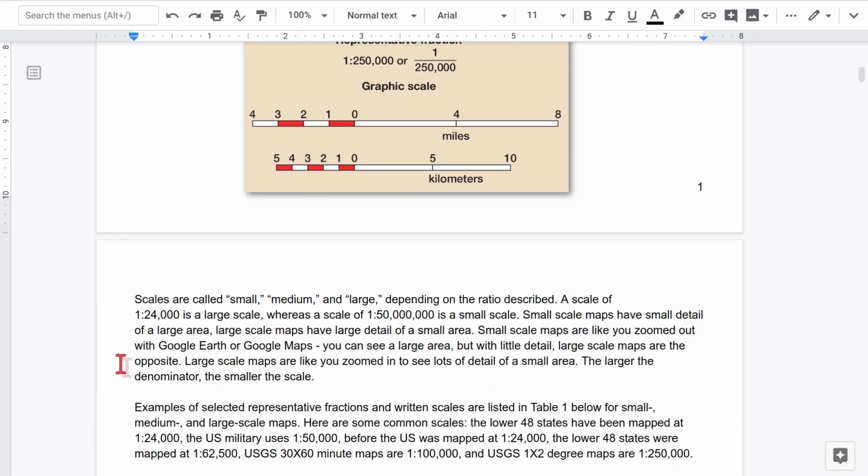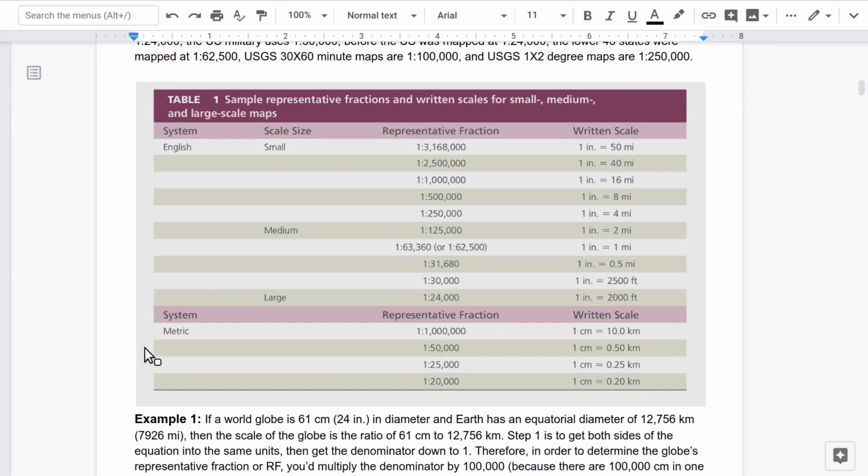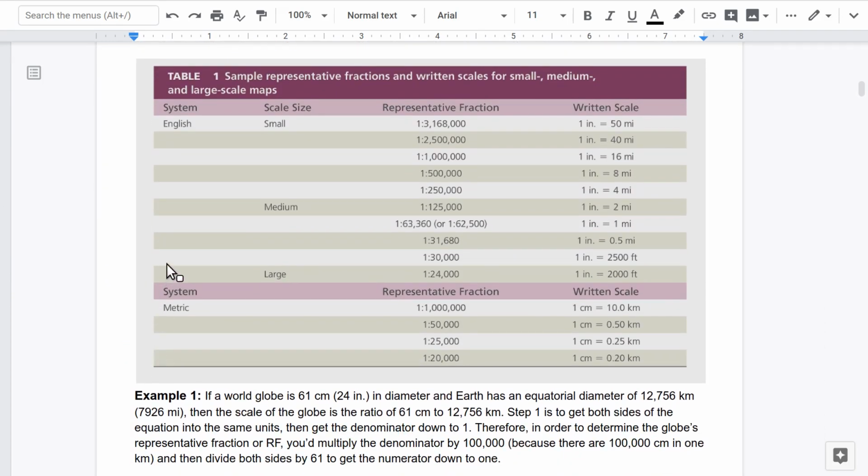Scales are small, medium, or large. So here is a graphic showing different map scales. Starting with the smallest, 1 to 3 million. So 1 inch on the map is 3 million inches on the ground. A large scale, 1 to 24,000. The smaller the denominator, the larger the scale. The larger the denominator, the smaller the scale.